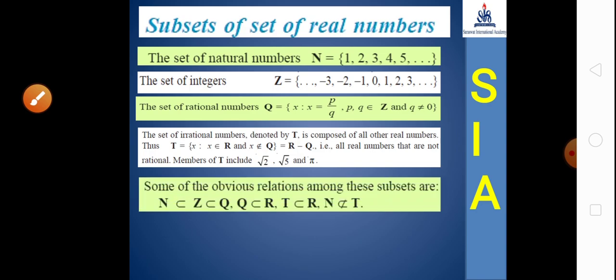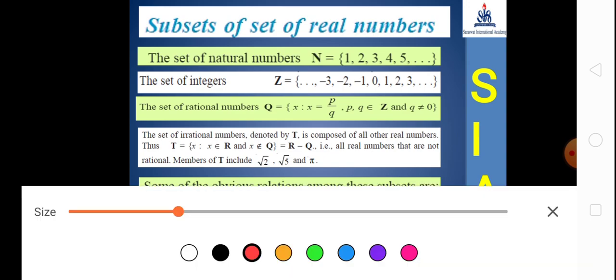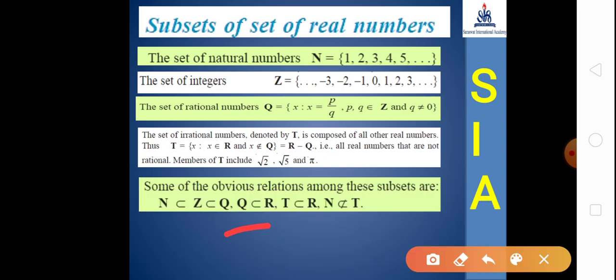Next. So N is a subset of Z, Z is a subset of Q, Q is a subset of R, and I is also a subset of R. My mistake, here I did not mention it. So that's why I have written I for irrational numbers, which is also a subset of R.